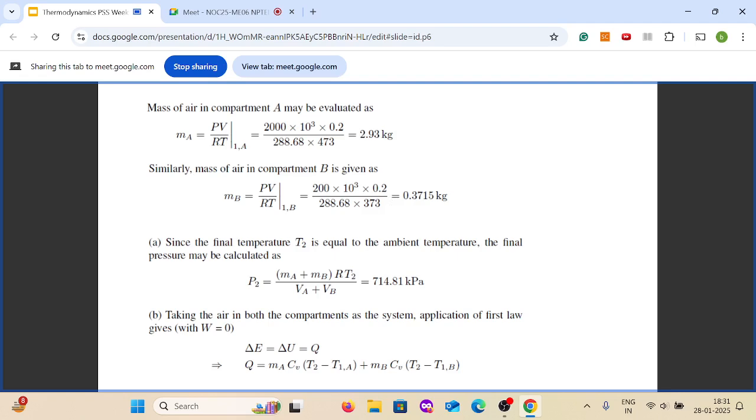Since we are estimating the mass, m is PV by RT, and P is 2 megapascal, so 2 into 10 power 6, or 2000 into 10 power 3, and volume is 0.2, and R is 288.68 for air, and T is 473. This will come out to be 2.93 kg. Similarly, mass of air in compartment B is given as PV by RT, where P is 200 kilopascal, so 200 into 10 power 3, volume is the same 0.2, and temperature is now 373. So the mass in compartment B is 0.3715 kg.